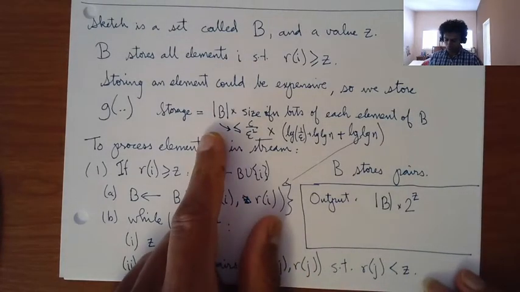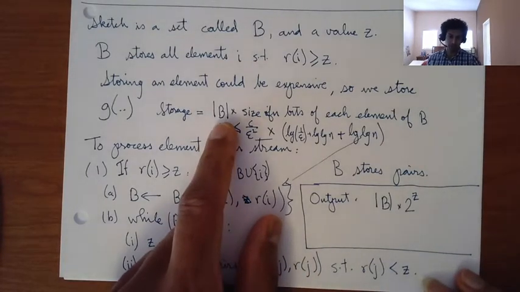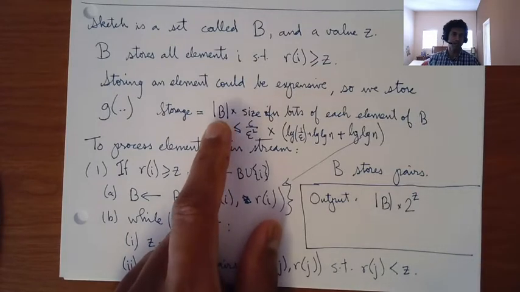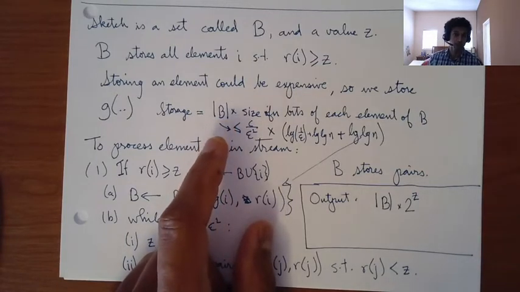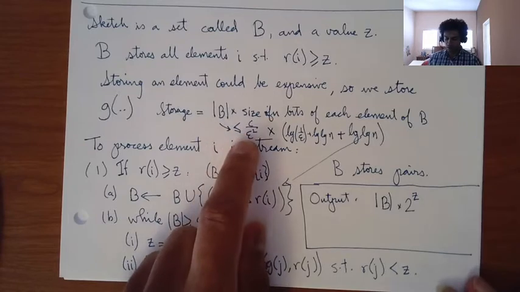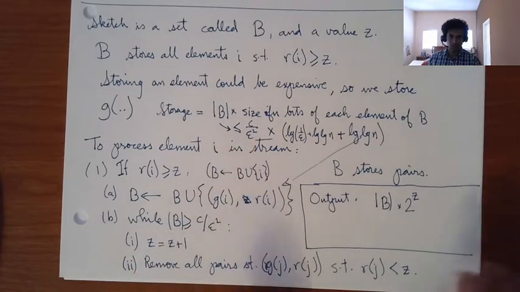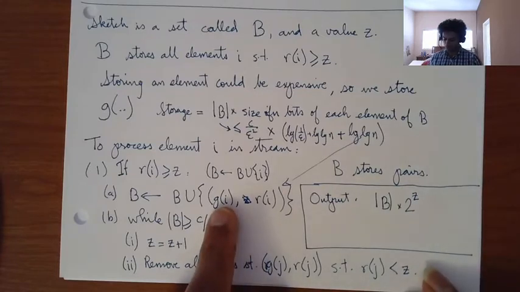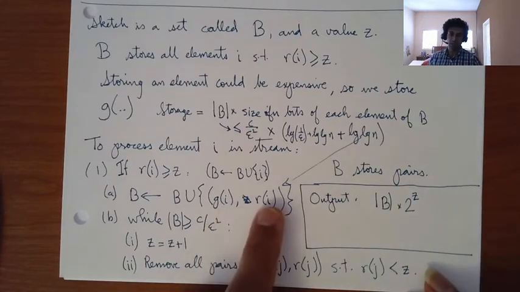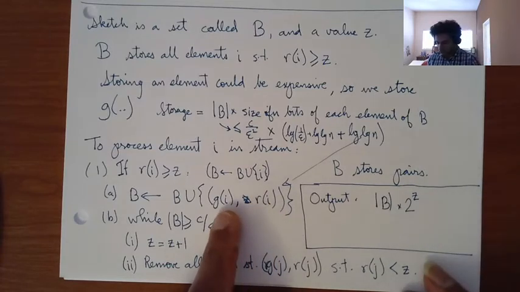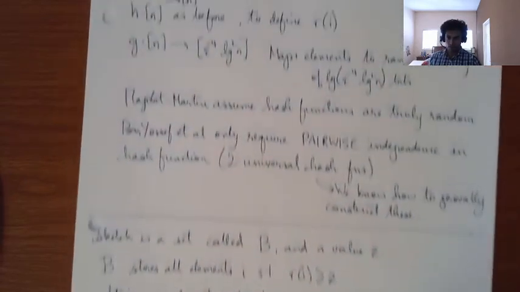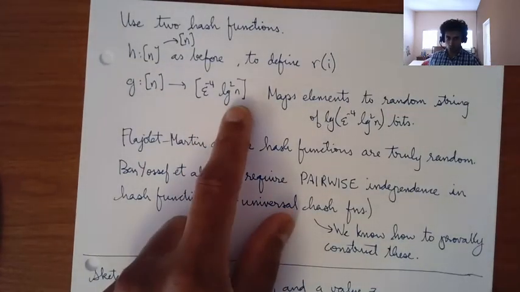Okay, and the storage, remember, is b times the number of bits to store every element of b. So b is at most c over epsilon square. How many bits do we need to actually store an element of b? So we need to store g of I and r of I. And r of I is going to be at most log n. And this is essentially what we had in the probabilistic counting. G of I, recall, is only going to be log of these many bits.